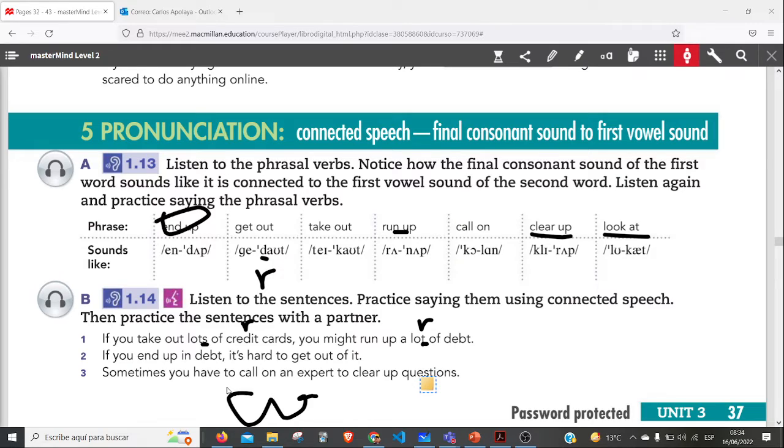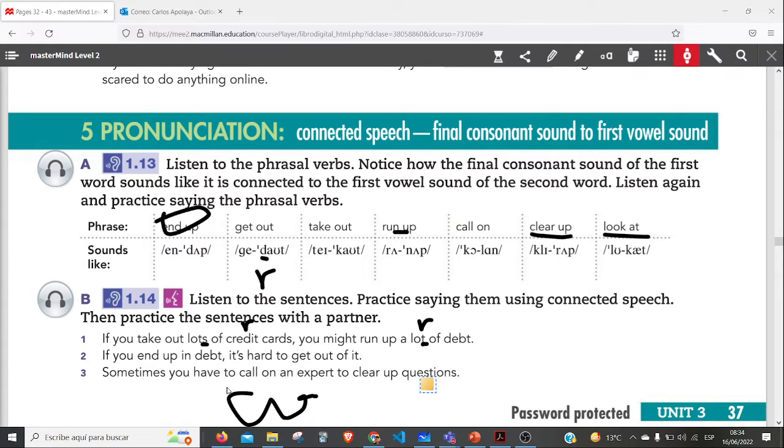So sometimes you have to call on an expert to clear up questions. Sometimes you have to call on an expert to clear up questions. Amazing, Charles. You sound quite better now. Okay, congratulations. Next part. Okay, so grammar, negative structure with suppose.